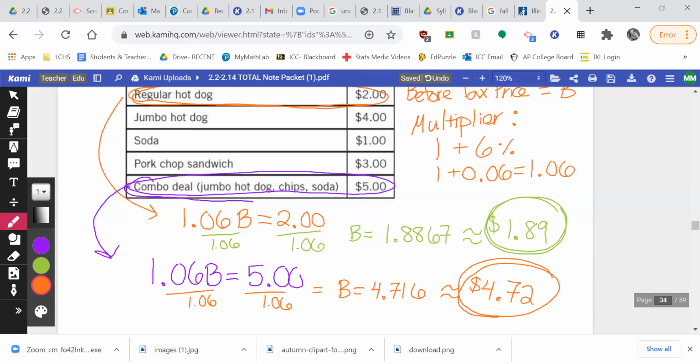Okay. That ends our section 11 notes. And now we are going to jump to your section 13 notes.